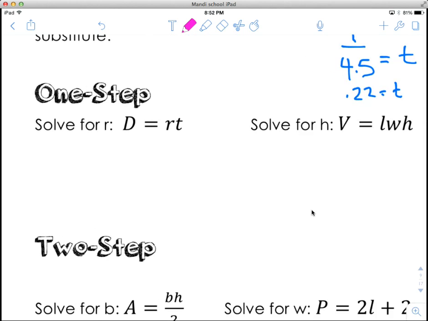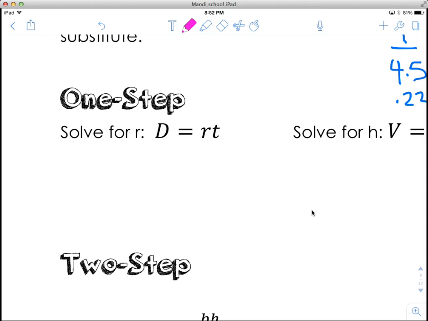The first thing that you want to do is you want to identify the variable that you're solving for. This one says solve for r. So I'm going to put a box around r. Then I have to look and say, how are these related? R times t, so to undo multiply, you divide by t. T over t becomes invisible 1. So d over t equals r. And you can reverse that and say r equals d over t.